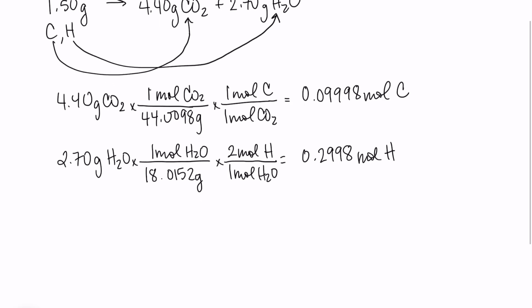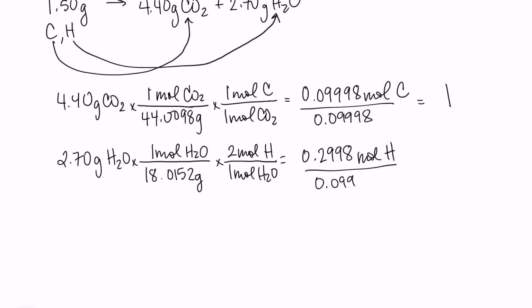Now that I have the moles, it's pretty easy to get to the empirical formula because what I need to do is find the ratio. So if I divide both of these by 0.09998, that gives me 1 for carbon. And for hydrogen, it'll give me 3. So I know that my empirical formula will be CH3.